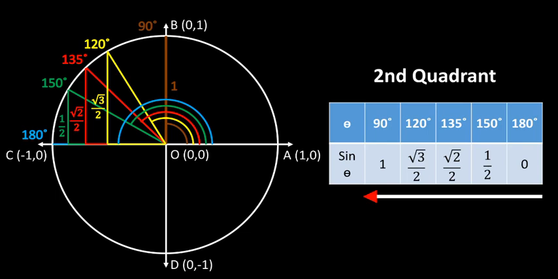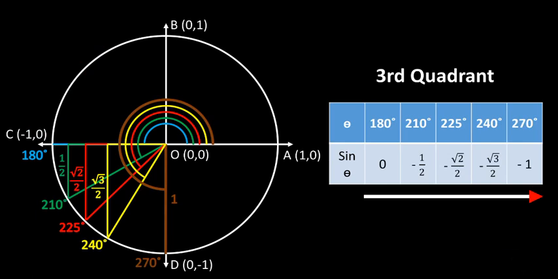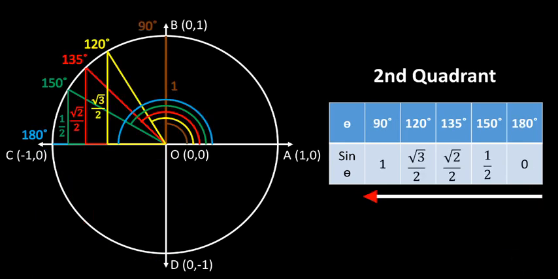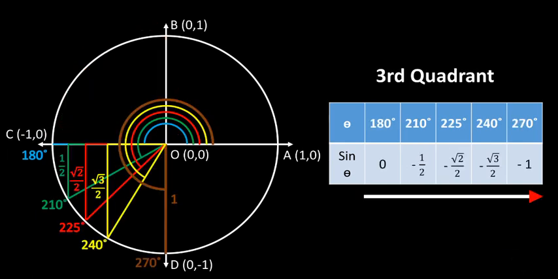Let's move to next quadrant. Observe the transition again. When we move from second quadrant to third quadrant, all the triangles are flipped vertically across x-axis. In this figure, the vertical blue line gives the value of sine of 180 degrees. We don't have any vertical blue line. It means its length is 0. So sine of 180 degrees is 0.